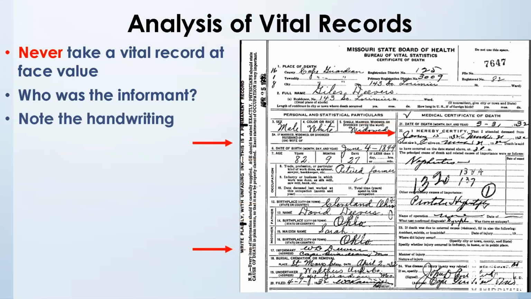Also note the handwriting. It differs in different sections. If it's all the same on the entire document, be suspicious. It should always look a little different in the part that the doctor was supposed to fill out, obviously. But in this case, to me, it looks slightly different down in the informant line. But always look at that. Note the handwriting. Is it the same? Is it not the same?